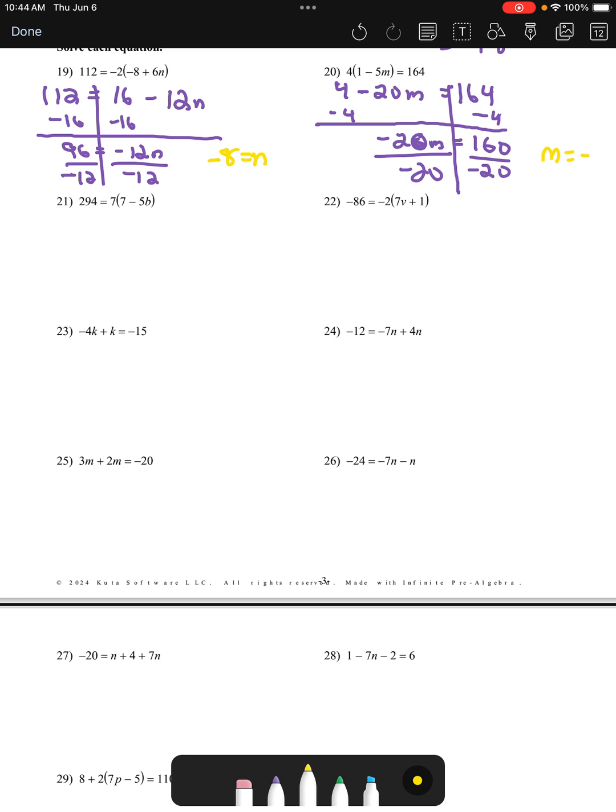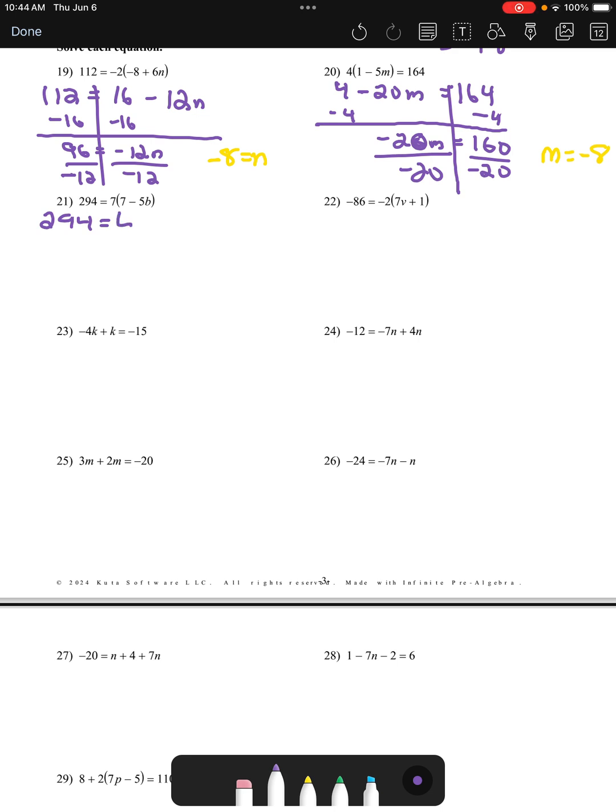We will then divide both sides by -20 to get the final answer that m is equal to negative. These both have a 0 on the end, so we can actually ignore it and say, what's 16 divided by -2? It's -8.